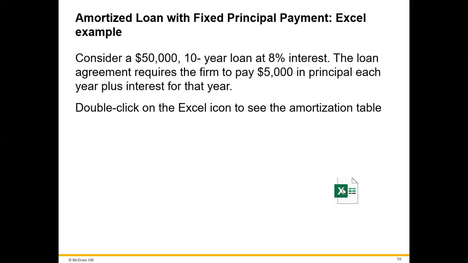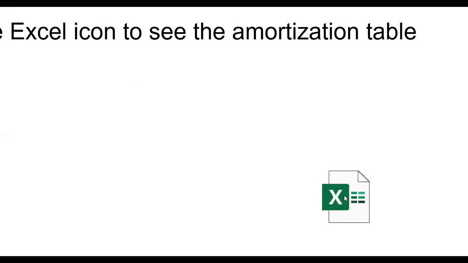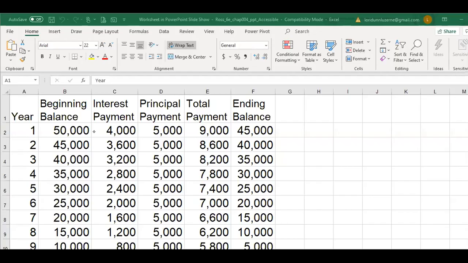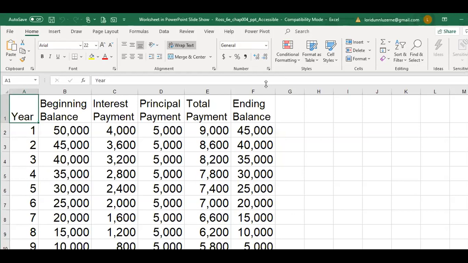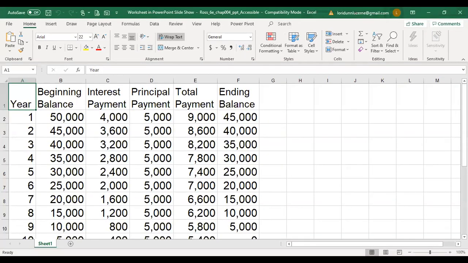So I'm going to double click on this. There we go. And I'm going to make sure that you're actually seeing the Excel screen. So here is the, oh, come on, I want to lift it up there for you.